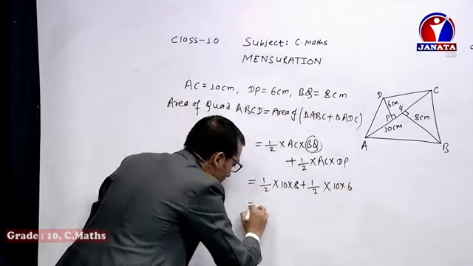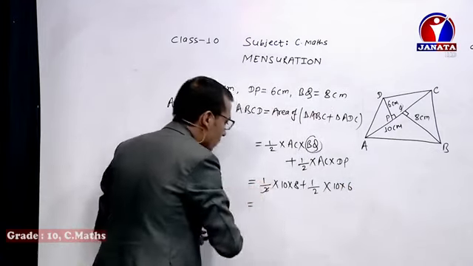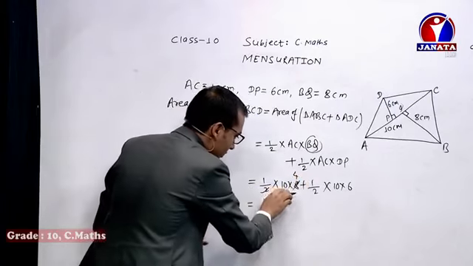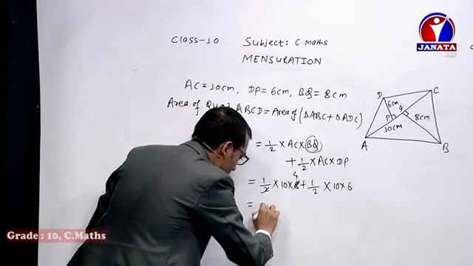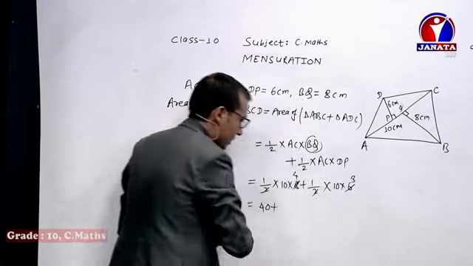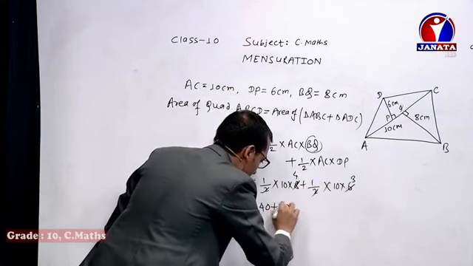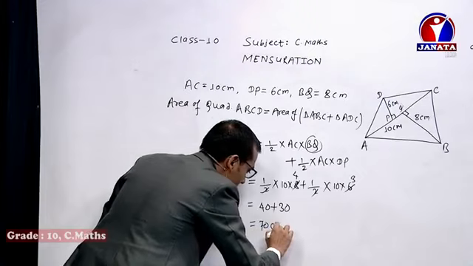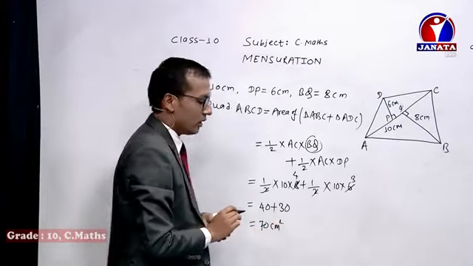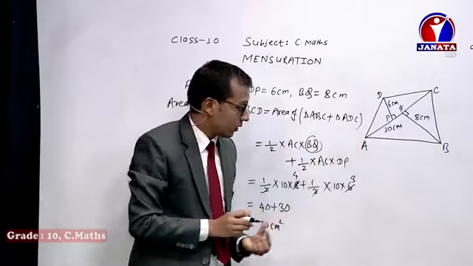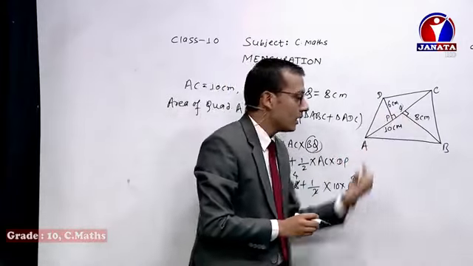Now let's find its area. We can cancel 2, 4 times 2 is 8, so 10 times 4 is 40, plus 2 cancels, 5 times 6, so this is 30. So it is sum of 40 and 30, 70 square centimeter. So this is area of quadrilateral ABCD.